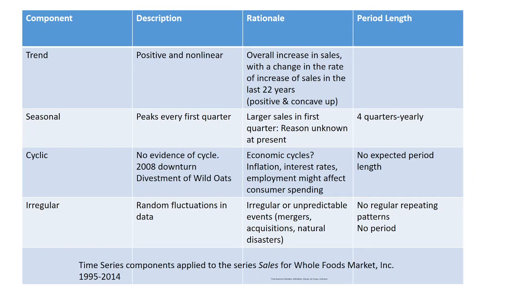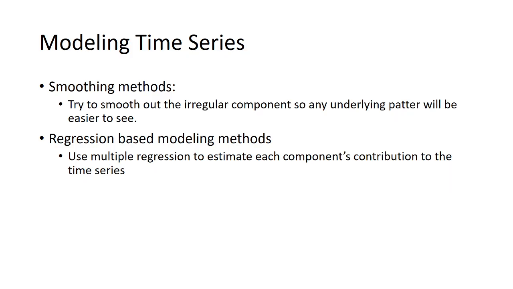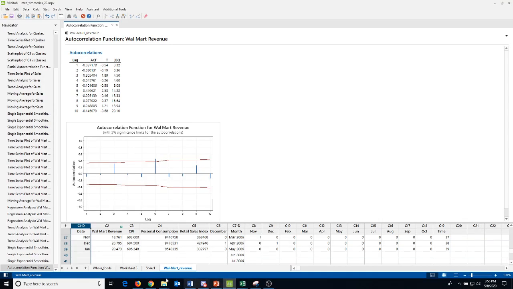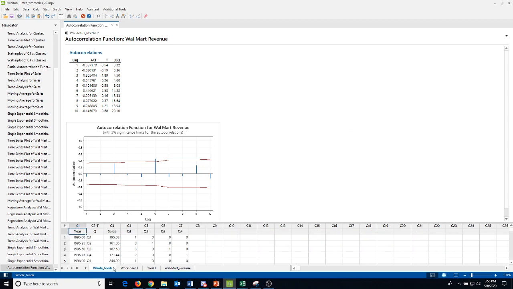You know, maybe there's just irregular or unpredictable events such as mergers, acquisitions, natural disasters, and no regular repeating periods or patterns. So those are the things we could do, and we're going to talk a little bit about modeling the time series here. Let me just show you what you could do with the Whole Foods data, how you might be able to do that.